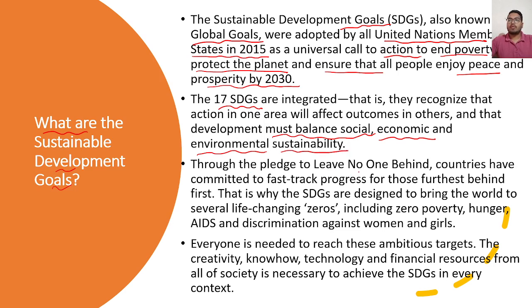Through the pledge to leave no one behind, countries have committed to fast-track progress for those furthest behind first. That is why the SDGs are designed to bring the world to several life-changing zeros, including zero poverty, hunger, AIDS, and discrimination against women and girls. Everyone is needed to reach these ambitious targets. The creativity, know-how, technology, and financial resources from all society are necessary to achieve the SDGs in every context.